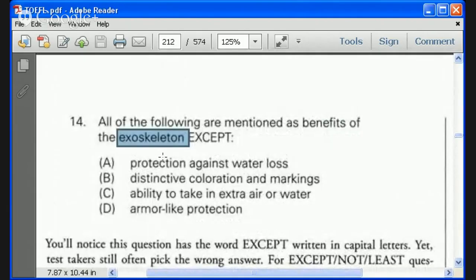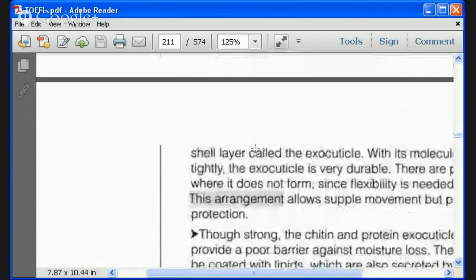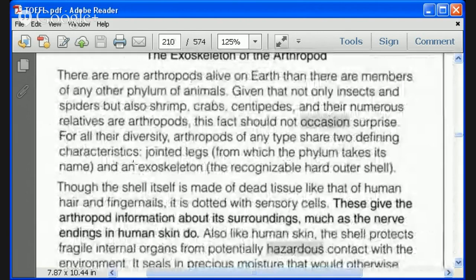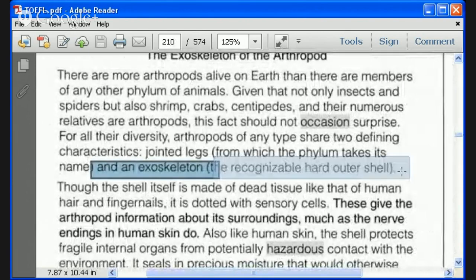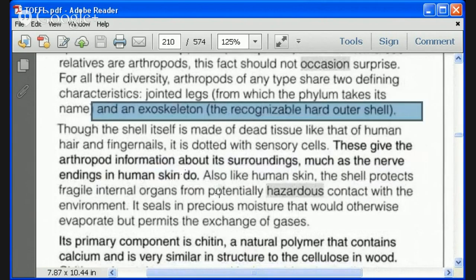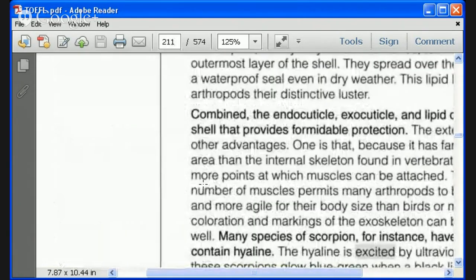The exoskeleton. Okay, protection against water loss. Does that look good? Looks good to me. I'm not sure, but are they talking about exoskeleton as the shell? I think they are. I happen to know that's what an exoskeleton is, the hard outer shell. So yes, when they refer to the outer shell, they're referring to the exoskeleton. So the shell protects it, meaning the exoskeleton seals in precious moisture. Boom. Okay, I have eliminated A.